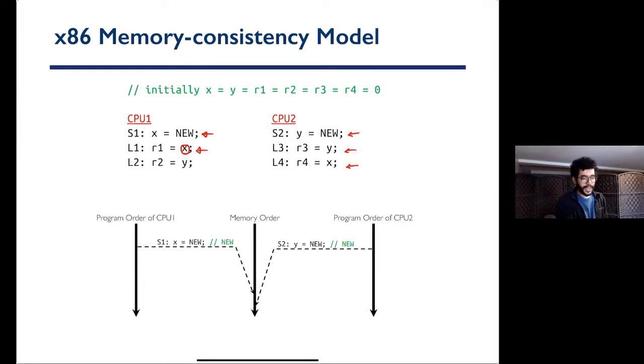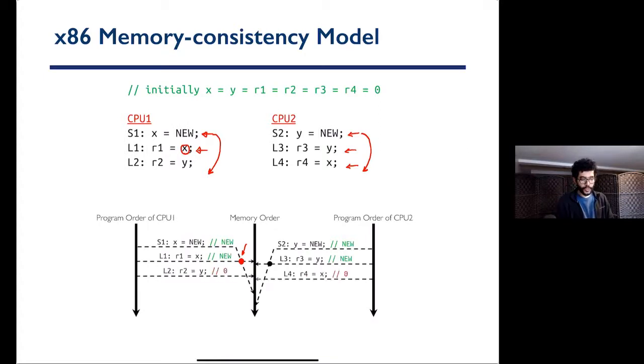So here again, this write could be reordered. x86 allows this reordering to happen, and the result becomes something like this. The reason I have this point here is because this read, R1 equals X, reads its content not from memory, but from the store buffer. So it actually reads new, but in CPU2, when I'm reading X, this buffer doesn't exist. So I'm going to go to memory.